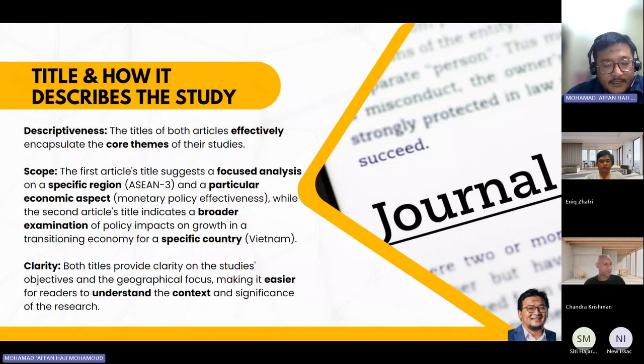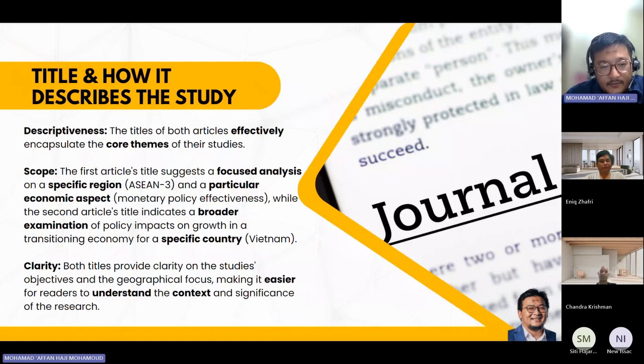So basically, the first article clearly scopes in terms of the region, and the other article clearly scopes on Vietnam as a country and compares it with the Asia Pacific region. The scope of the first article suggests a focused analysis on a specific region, which is Malaysia, Singapore, and Philippines, and a particular economic aspect, which is monetary policy effectiveness, while the second article's title indicates a broader examination of policy impacts on growth in a transitioning economy for a specific country, which in this case is Vietnam. So it is stated in the title as well.